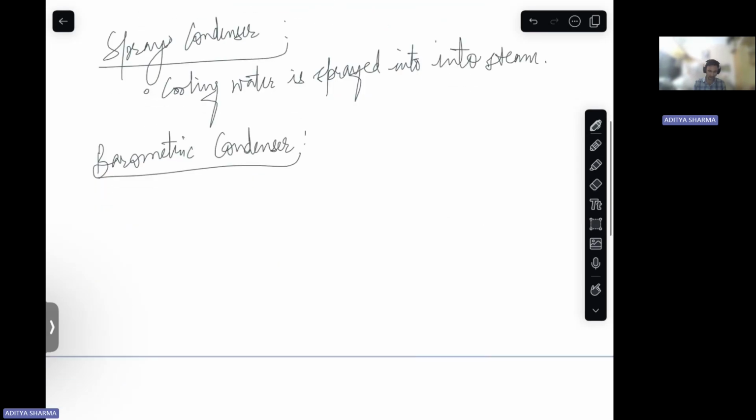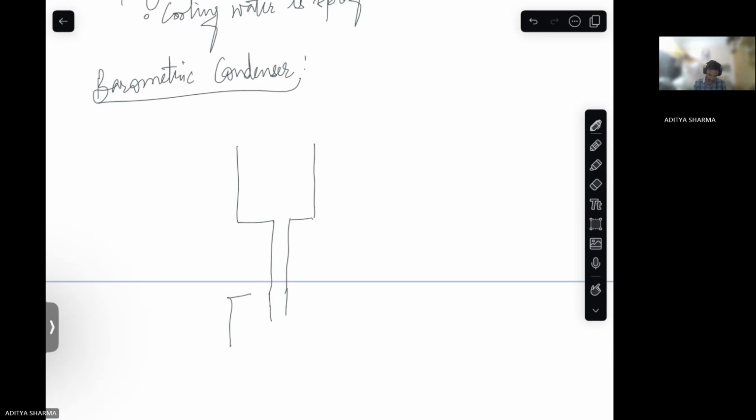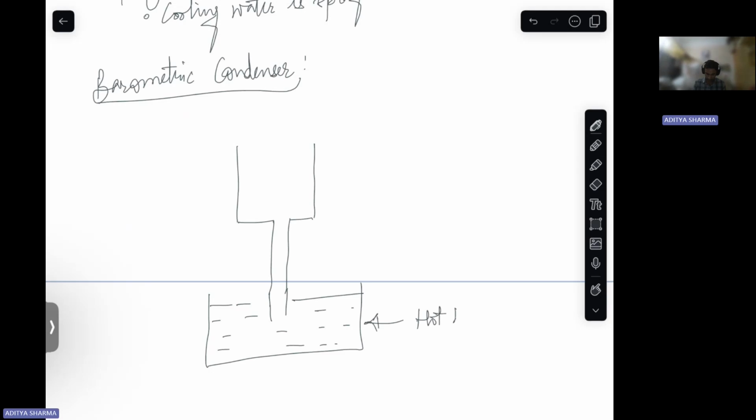So what is the barometric condenser? In the barometric condenser, it is something like this. So this is your hot well.